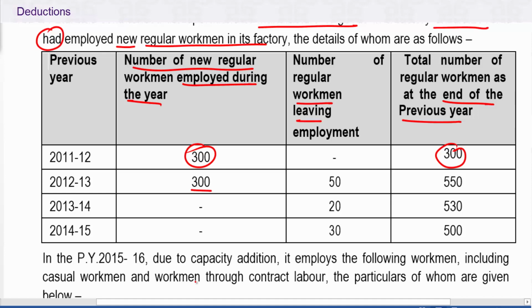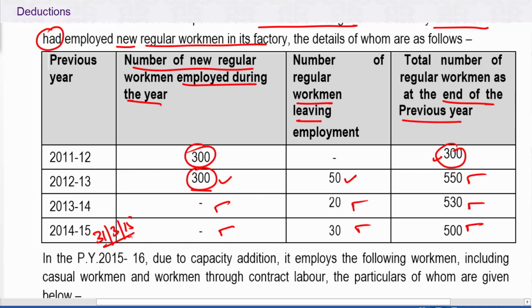In the next year, opening was 300. He added 300. That is 300 plus 300 is 600. 50 left, so we have 550. No new workmen in the next year, but 20 left. No new workmen in 14-15, 30 left. So he has 500 as on 31st March 15. Why is the examiner giving me this data?